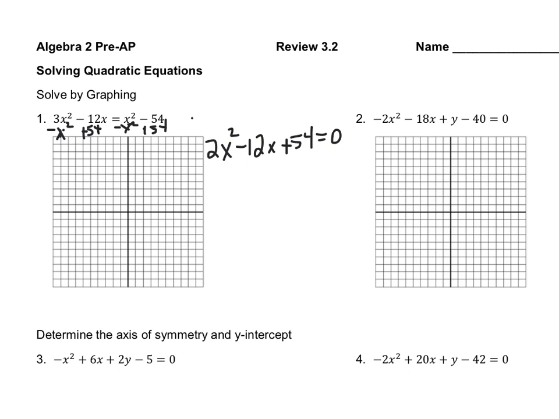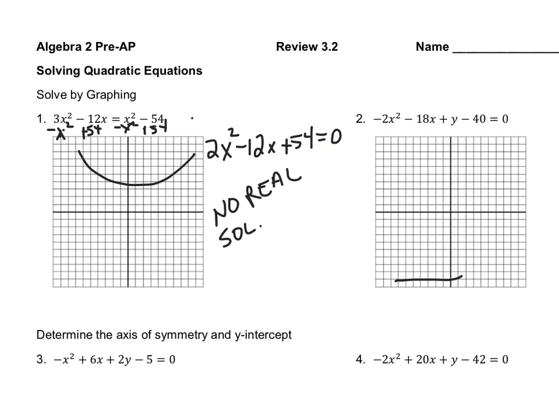And now I'm ready to graph that. I can put that in my graphing calculator under the graphing tab and set f of x equals 2x squared minus 12x plus 54. What I'm going to find is that I have a parabola that's kind of floating above the x-axis. So in this case, I have no real solutions. I have two imaginary solutions, but I'm not going to be able to find those by graphing. I would have to use the quadratic formula. So we're just going to leave it at that. Let's go to the next one.